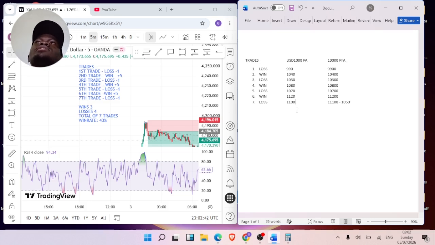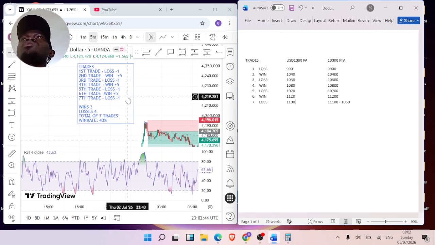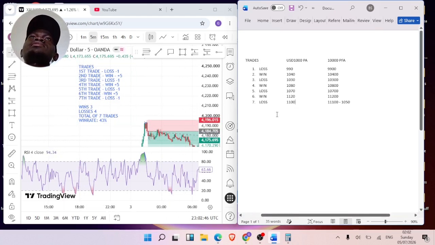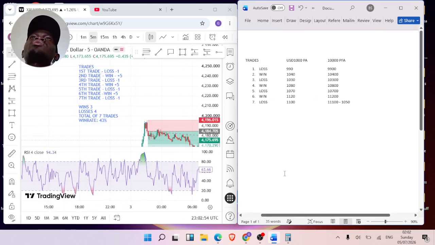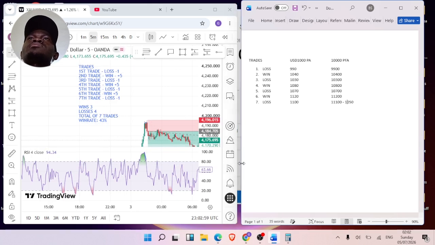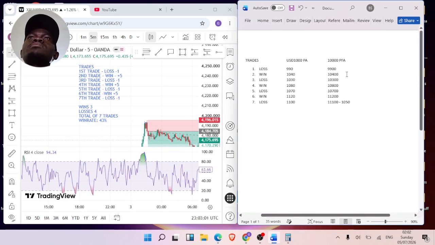So this is how these trades would have panned out on a personal account of $1,000 and a pro forma account of $10,000. So that is the backtesting results and the overall overview of how this would have panned out on these two accounts.